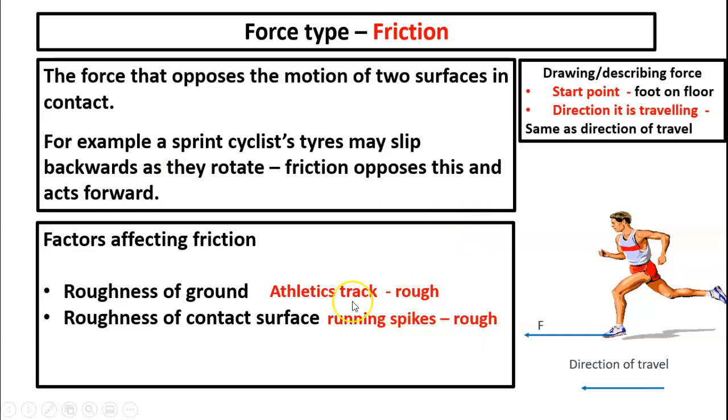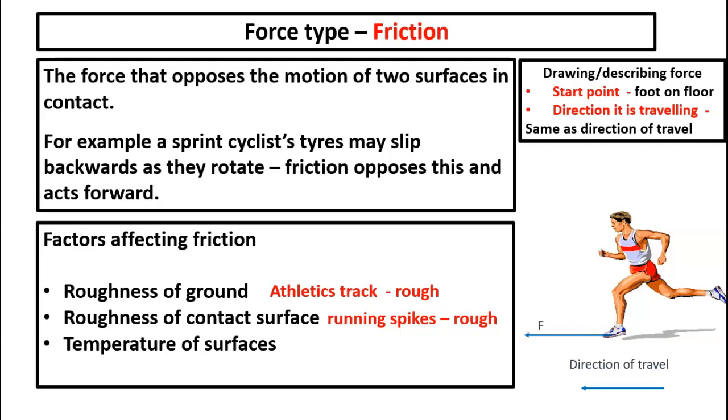Now going on from there, if we move away from athletics, often the temperature of surfaces can dictate how much friction there is. If you think of Formula 1 cars, before they actually start the race, they will do a warm-up lap. And the reason for that is it will increase the temperature of the tyres.